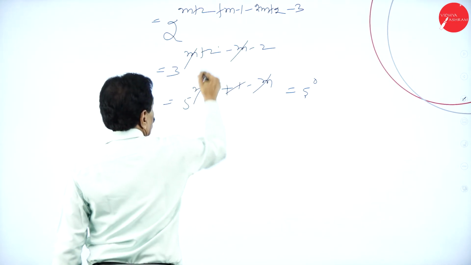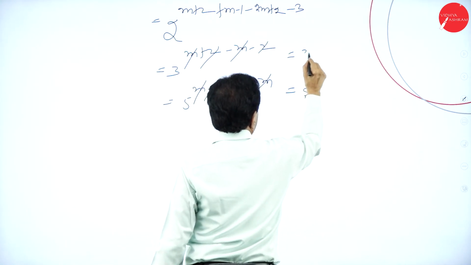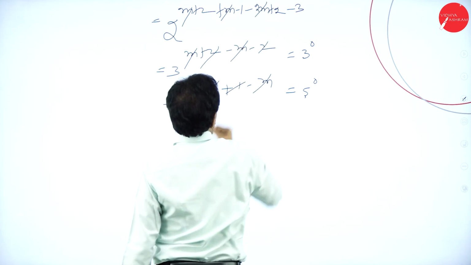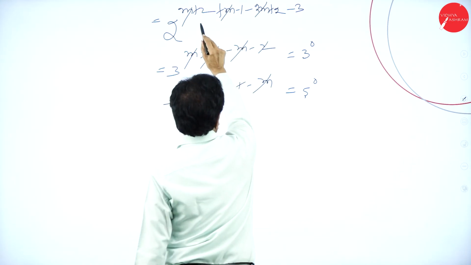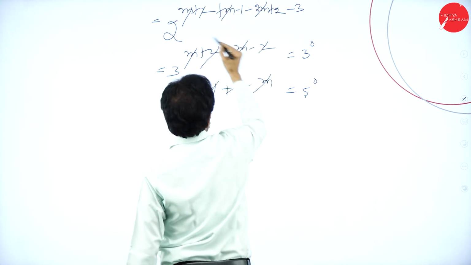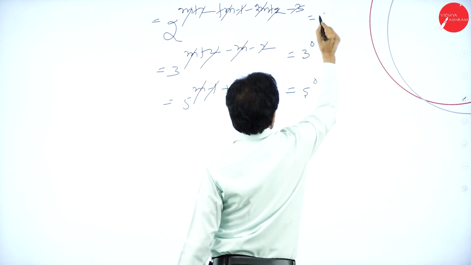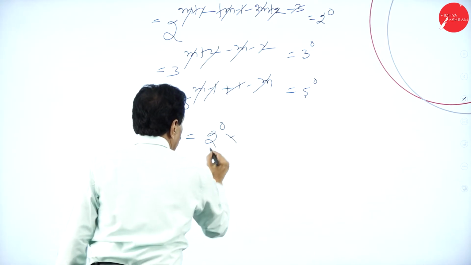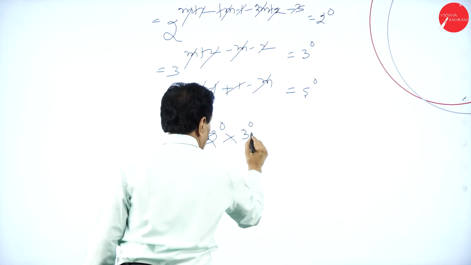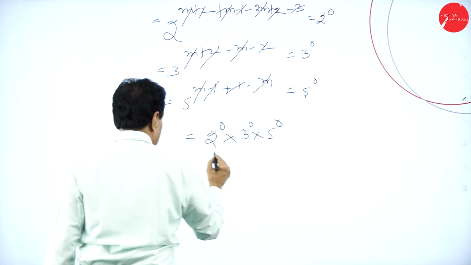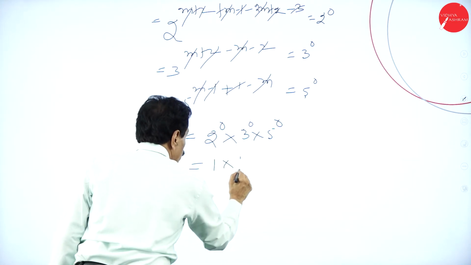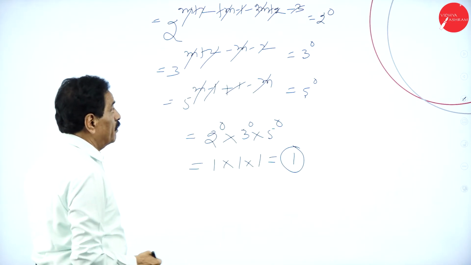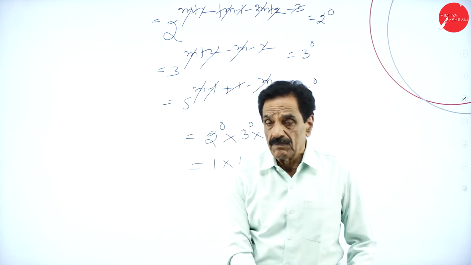M cancel, 2 cancel. M plus m, 2m cancelled out. This is 2 plus 4 minus 1 minus 3. This is 2 to the power of 0, 3 to the power of 0, 5 to the power of 0. Anything to the power of 0 is 1, into 1 into 1 is equal to 1. Anything to the power of 0 is 1. We'll go slowly.